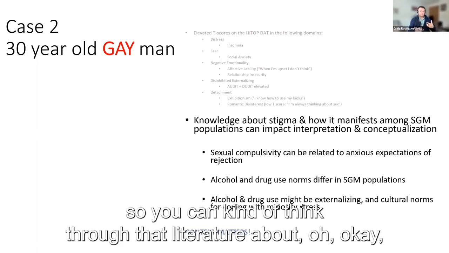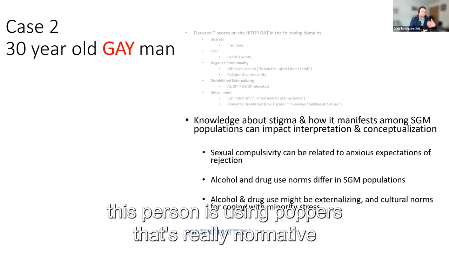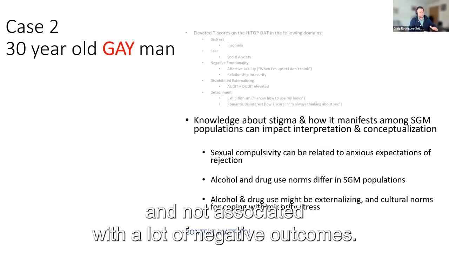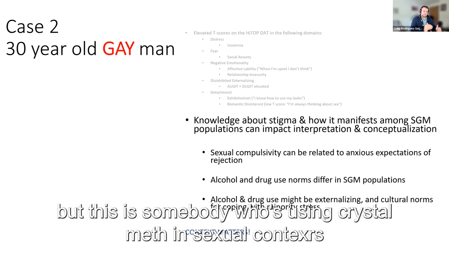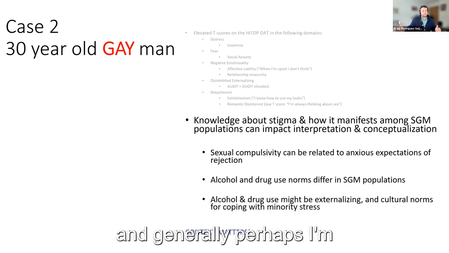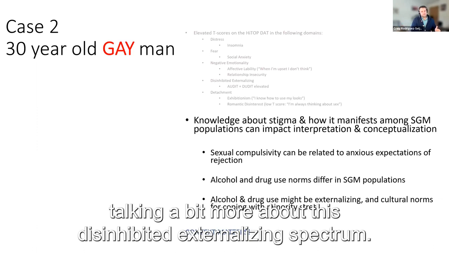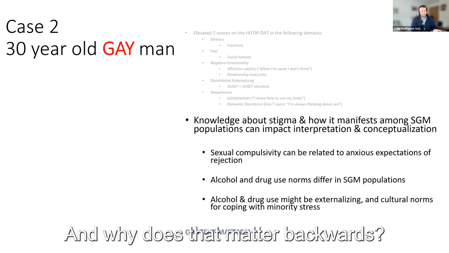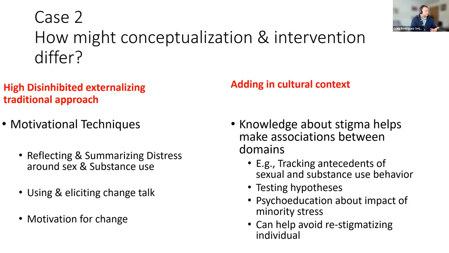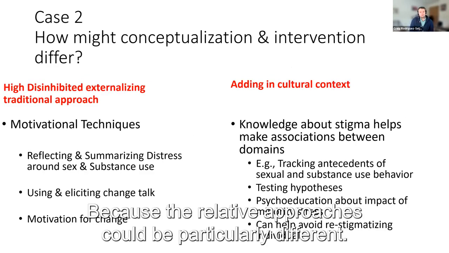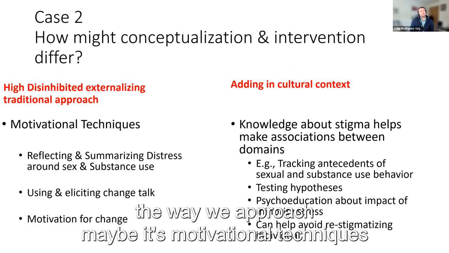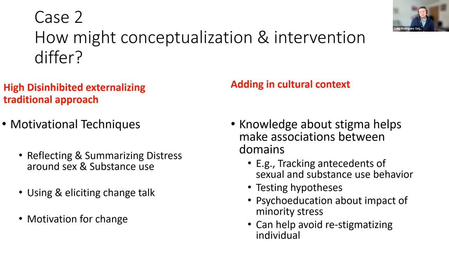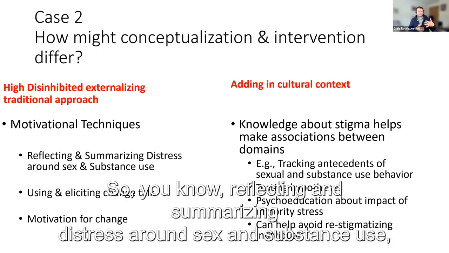So you can kind of think through that literature about, okay, this person's using poppers, that's really normative and not associated with a lot of negative outcomes. They're using alcohol, okay, that might be a bit more related to anxiety. But this is somebody who's using crystal meth in sexual contexts, and generally, perhaps I'm talking a bit more on that disinhibited externalizing spectrum. And why does that matter? Going backwards, because the relative approaches could be particularly different. And the way we approach maybe in motivational techniques could be inadvertently stigmatizing in some ways.